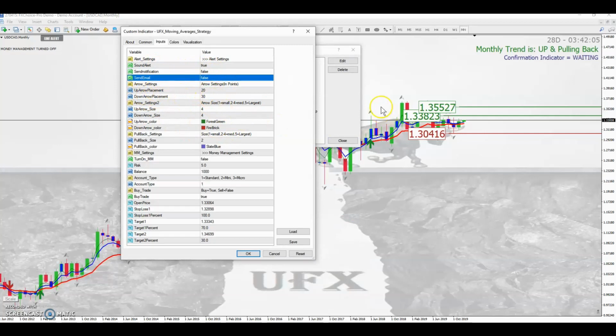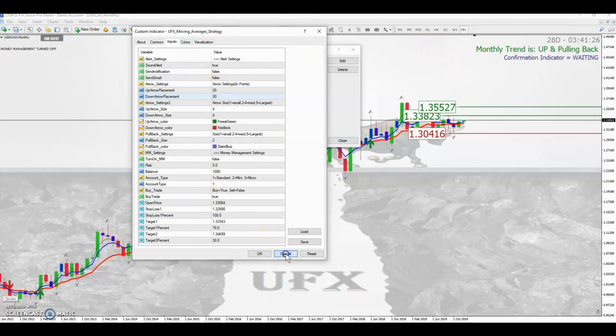This arrow placement just puts these arrows further away from the candle that they're printed on. And I have this setting in there because each pair is going to be different, either 3, 2, 4, or 5 digits. And you can also adjust the size of them and also the colors here, and same with the pullback stars. So we'll get into the money management system here, and I'll show you that once we get into the trade on the USD CAD.